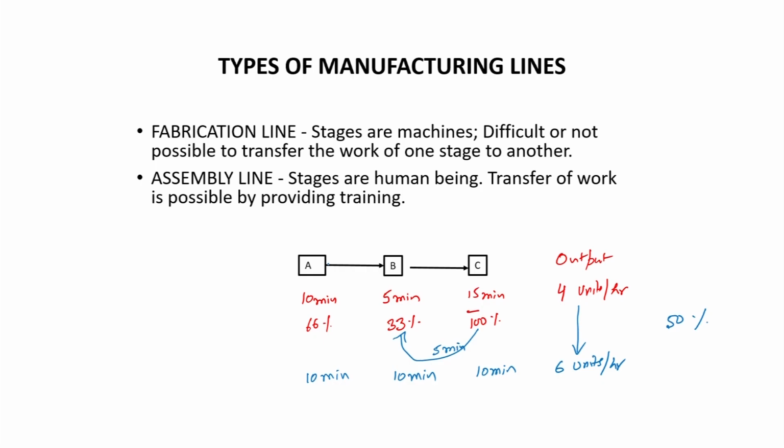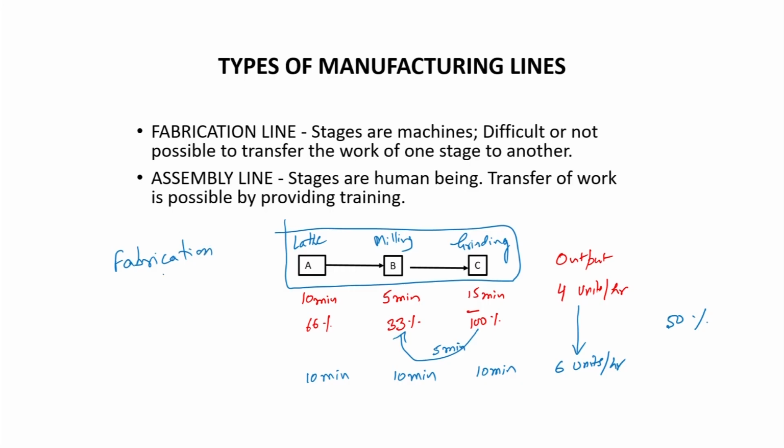But if these 3 machines are technology machines, if I take the example from a machine shop, machine A is the lathe machine, machine B is my milling machine and machine C is the grinding machine, then it may not be possible to shift the work from a grinding machine to a milling machine. So, this type of line is called a fabrication line, a machining line. It is not possible to shift the work from one workstation to another in fabrication line, but still we have ways and means to balance this, we will study that.